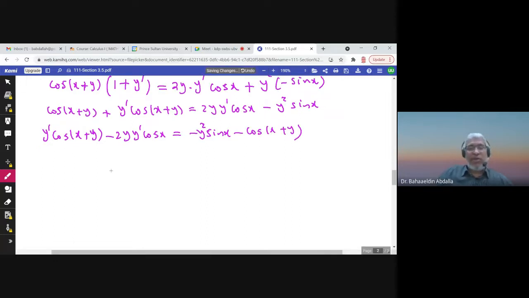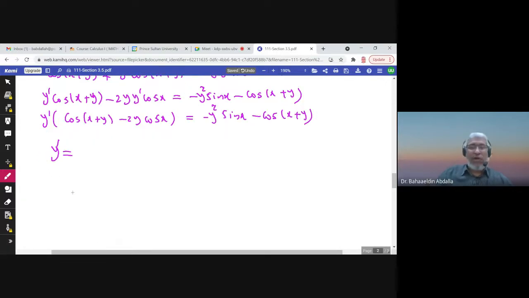And now I can take y prime as a common factor, and I keep this as it is, and I can find y prime by dividing both sides by the coefficient of y prime.